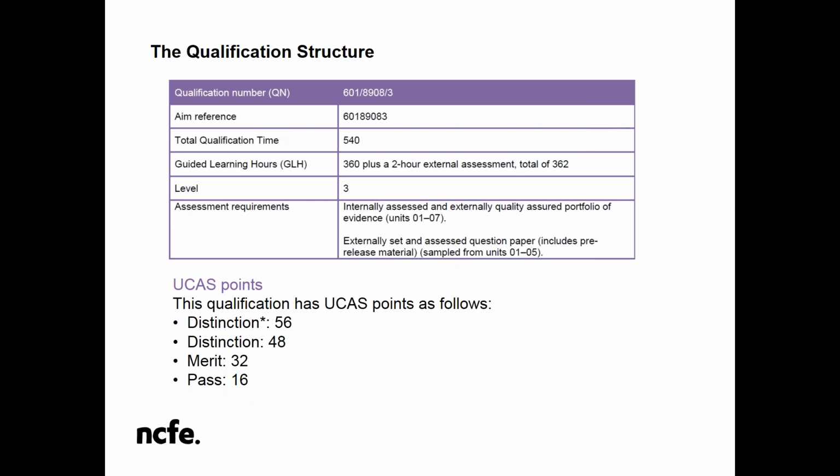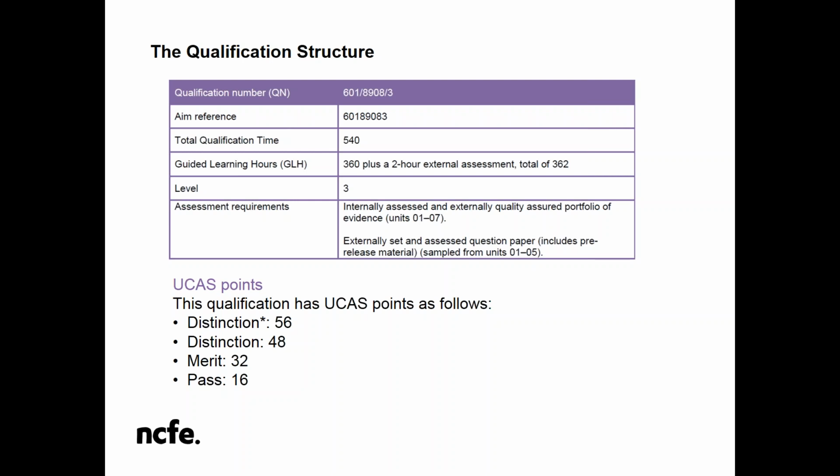So I'm just going to talk briefly about the structure, and draw your attention to a couple of key points. The total qualification time is 540 hours. The GLH for the qualification is 360 plus the 2-hour external assessment, so that's a total of 362. Those are the actual guided learning hours. Anything additional between the 362 and the 540 would potentially be for enrichment activities or students doing work from home.